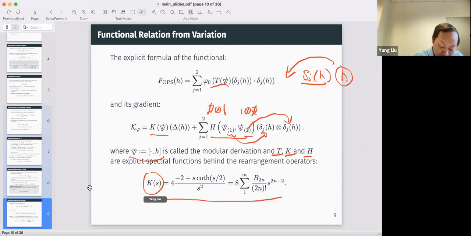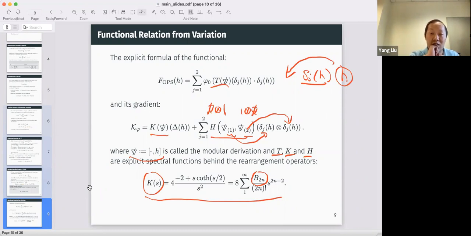for this function K. It's a generating function of Bernoulli numbers. I think that's also an important feature observed in Kohn and Moskowitz's formula. First of all, it says that such functions are special functions of common interest in different areas of mathematics. Any questions so far?